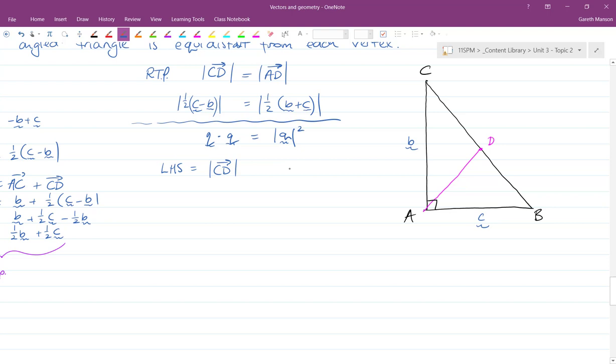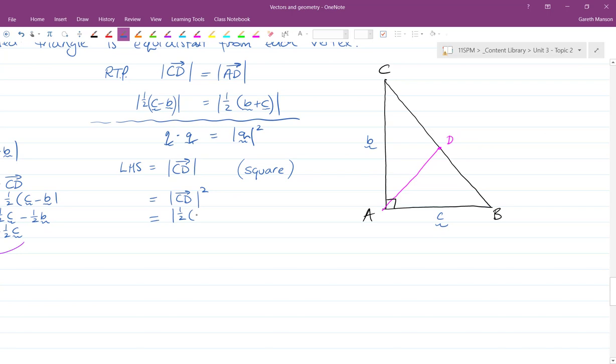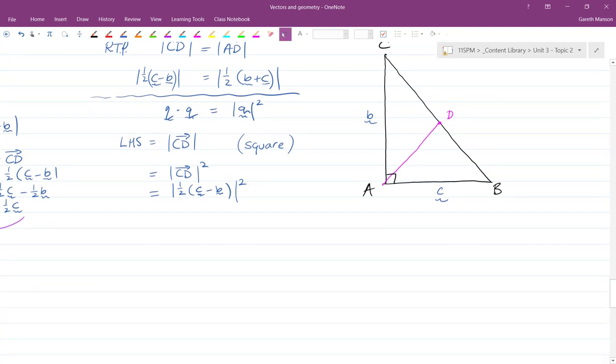And I will have a look at what both sides look like after we've squared them both. So this becomes the magnitude of CD squared, which equals the magnitude of a half, what was CD again? C minus B, squared, and that's equal to a half C minus B dot a half C minus B.